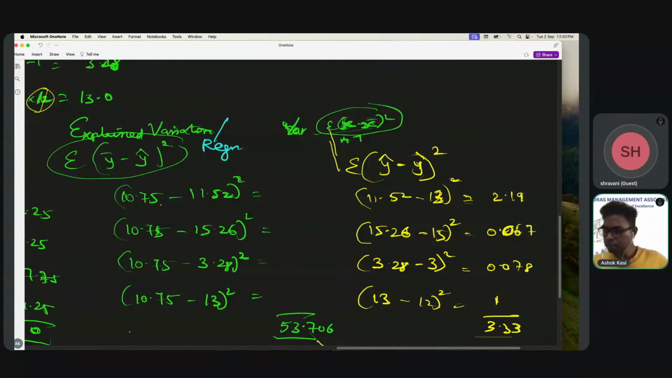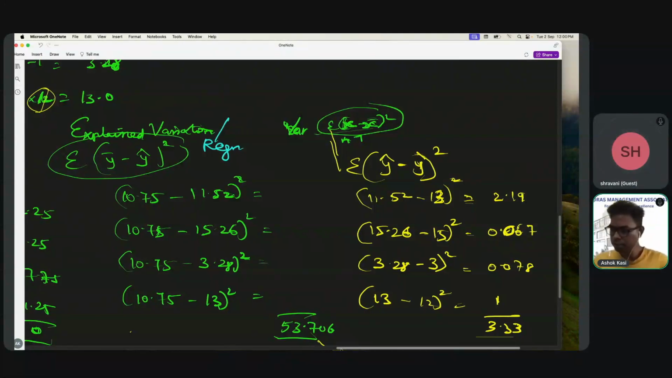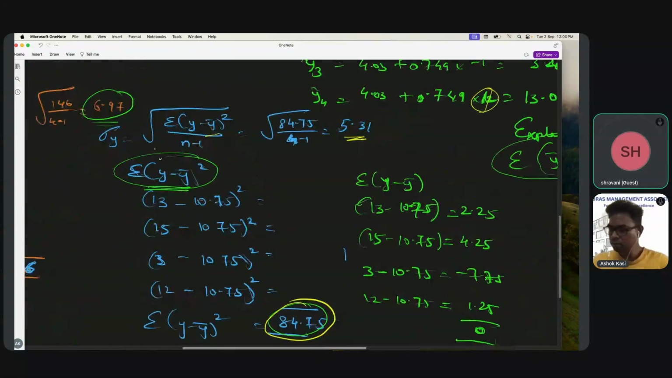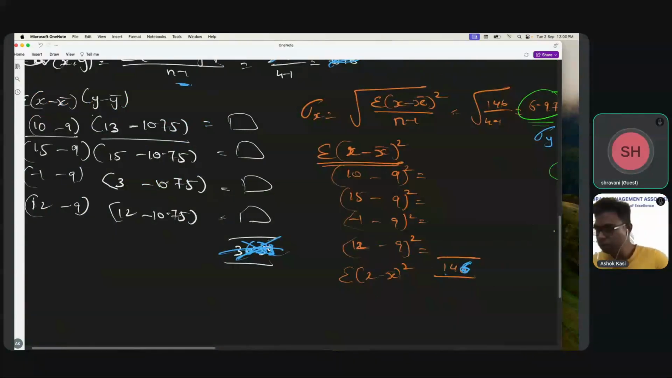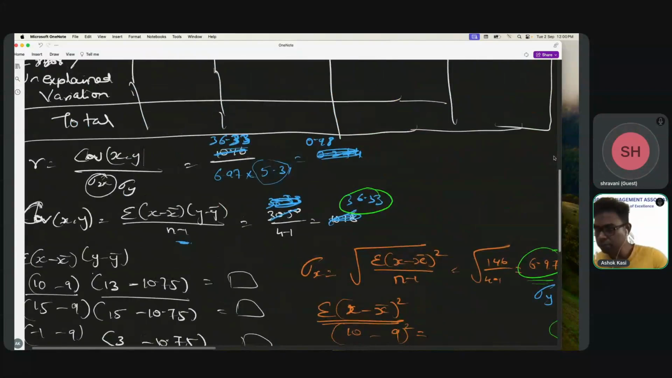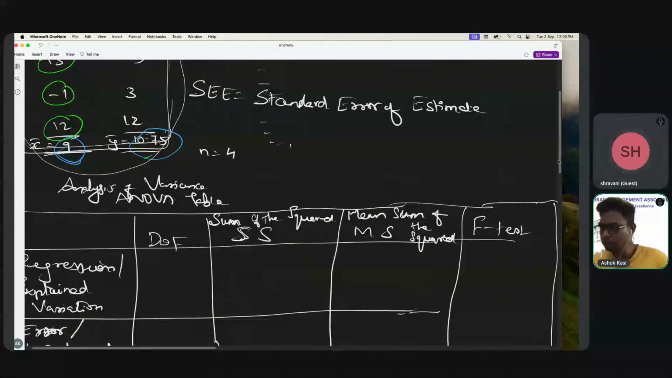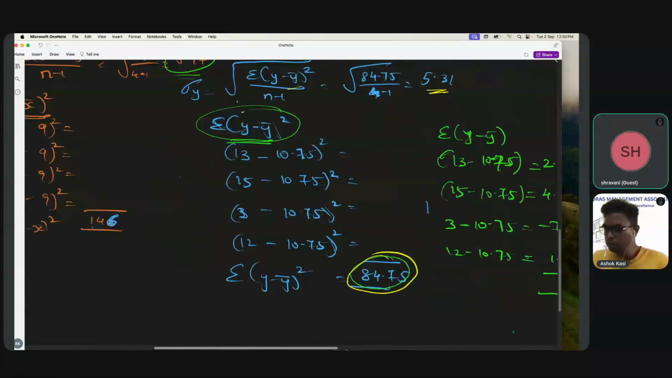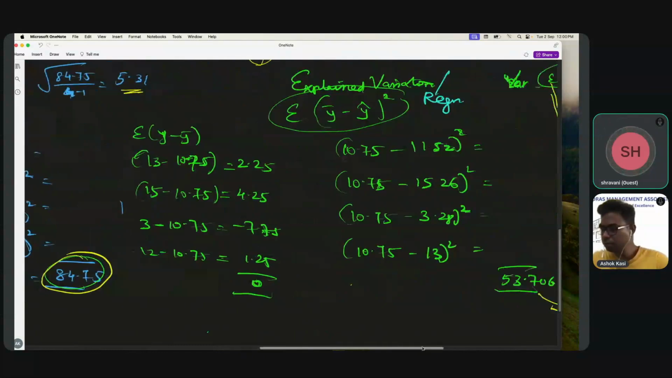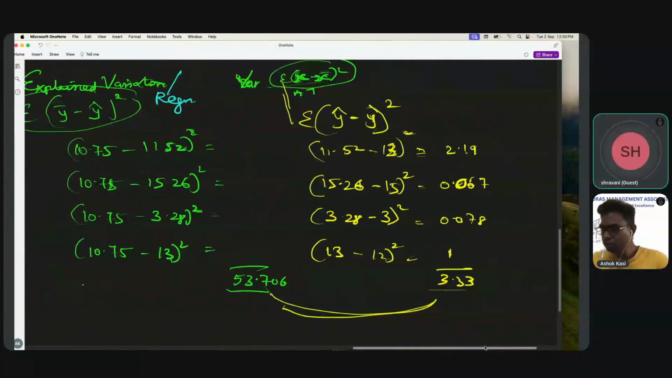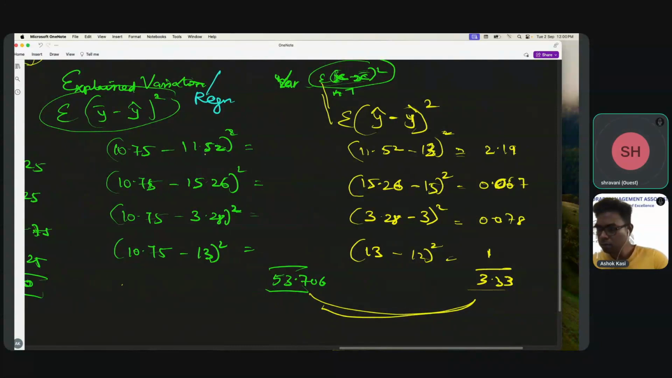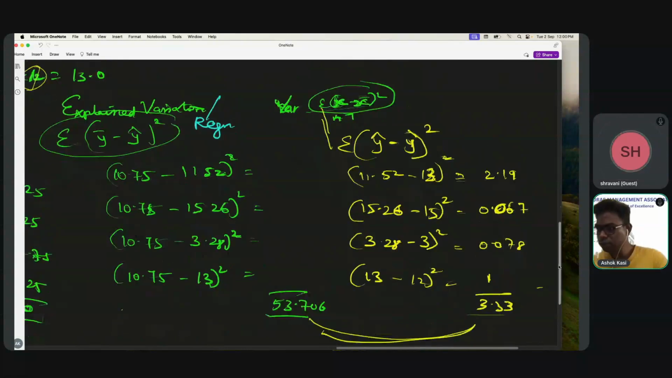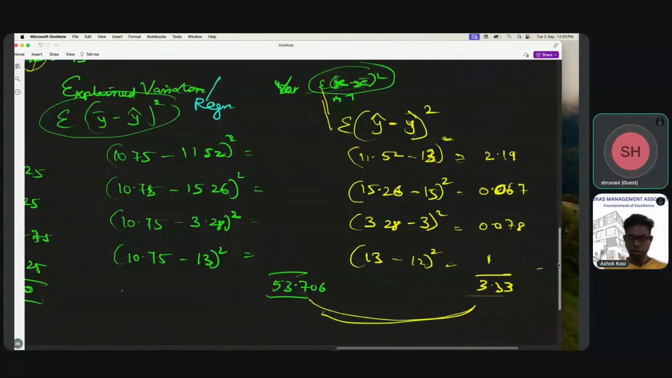Okay, let's calculate this one only. Y bar is 10.75, is it? Yes, Y bar is 10.75 only. Yeah, that's right. Y hat. Okay, let's calculate this quickly. I'll also calculate.